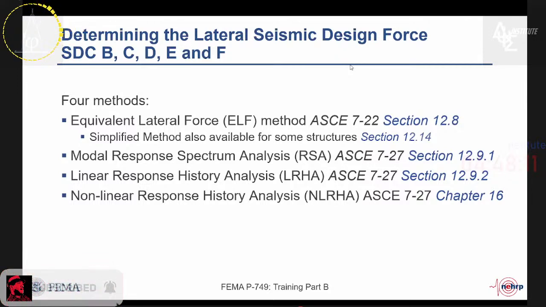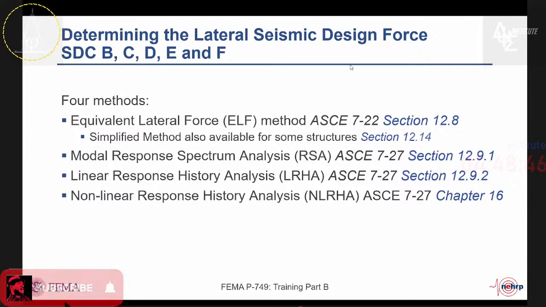There is a still further simplified method of the equivalent lateral force technique available in section 12.14 of the standard. That's available only for relatively simple, low-rise structures that have seismic force resisting systems that are relatively rigid. And the simplification available in section 12.14 is that you don't need to determine the drift of the structure because it is a relatively rigid system, and the vertical distribution of the forces in the structure is somewhat simple.